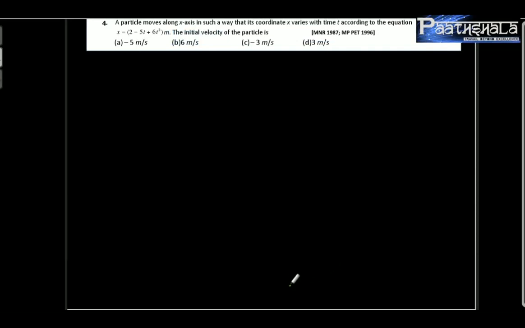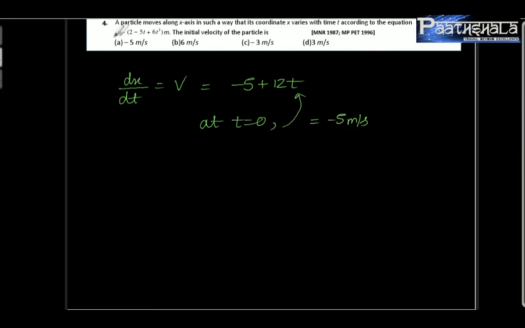A particle moves along the x-axis in such a way that its x coordinate varies with time according to the given equation. So what is the initial velocity of the particle? Initial meaning at t is equal to 0. Very easy question. dx by dt is velocity, right? So dx by dt is given as minus 5 plus 12t. At t is equal to 0, we put t is equal to 0 in this equation. So this gives us minus 5 meters per second. Easy again? This is the answer.